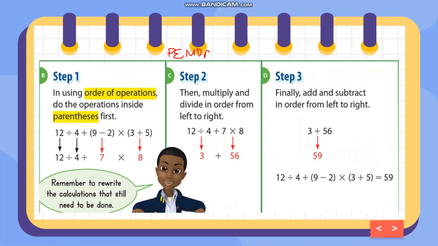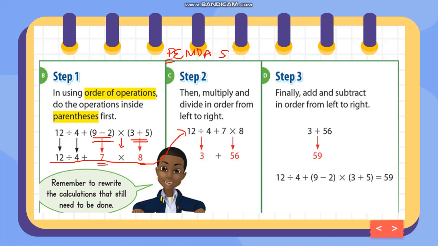So from the given expression, do we have parentheses? Yes. We have 2 given parentheses, okay? And inside the parentheses is 9 minus 2 and 3 plus 5. So, in evaluating the expression, always start from left to right. So, we need to subtract first, 9 minus 2. 9 minus 2 is 7, and 3 plus 5 is 8. Then copy the operation which is multiplication. So we have now 12 divided by 4 plus 7 multiplied by 8. So that is your new expression.